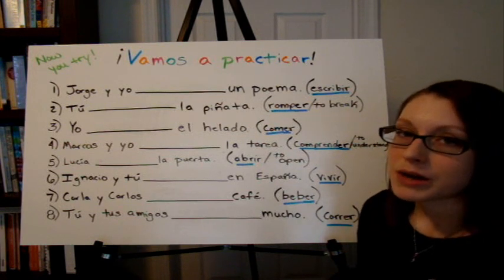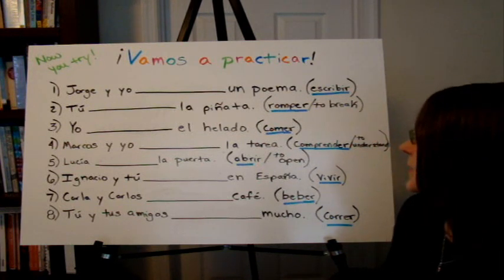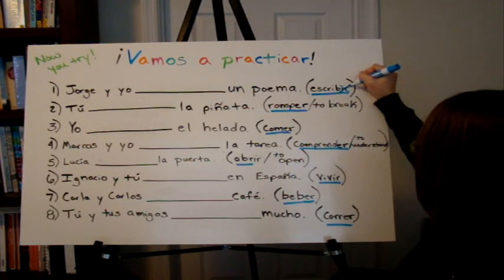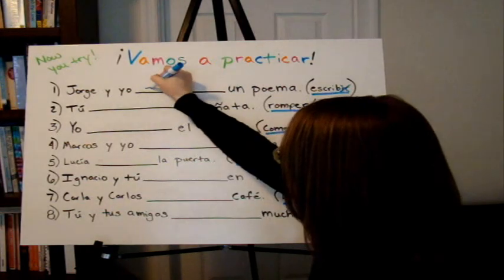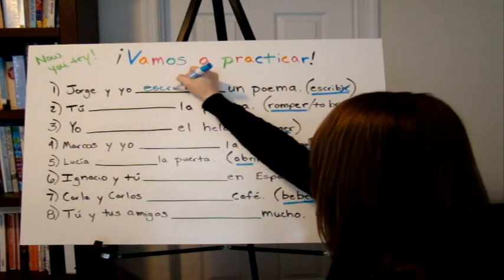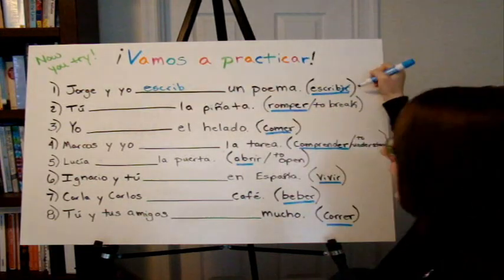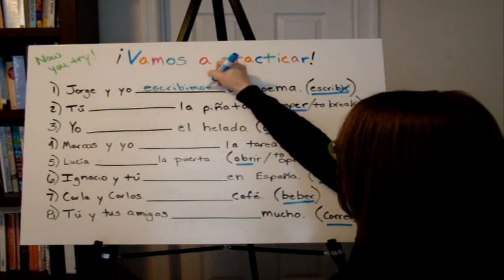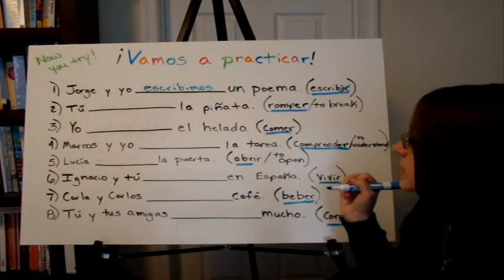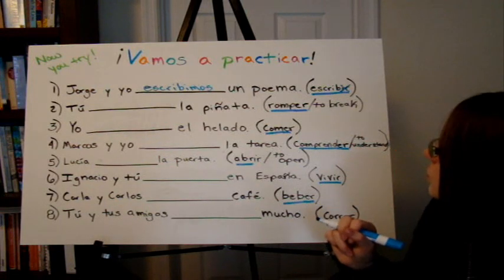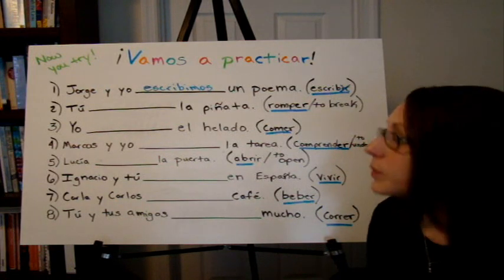Ok, ahora vamos a chequear. Jorge y yo, and we have escribir. So it's an IR verb. We're taking off the IR. And this is the we form, Jorge and I. And this is an IR verb, so make sure you were careful to add imos and not emos. Escribimos. Jorge y yo escribimos un poema. Jorge and I write a poem.